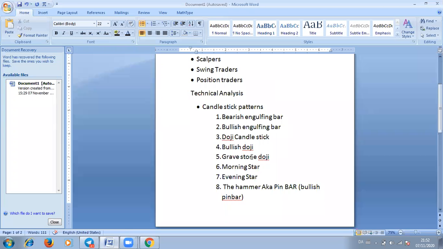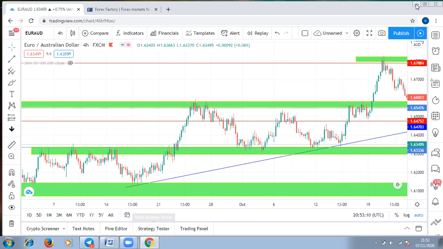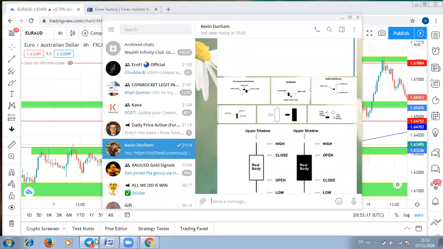So we look at the doji candlestick. What is a doji candlestick? I'm going to tell you the anatomy of the doji candlestick and how it is formed. It's very, very important that you don't just memorize the candlestick patterns. You know why they are formed.